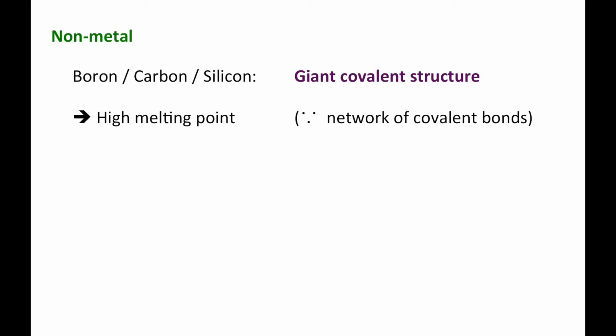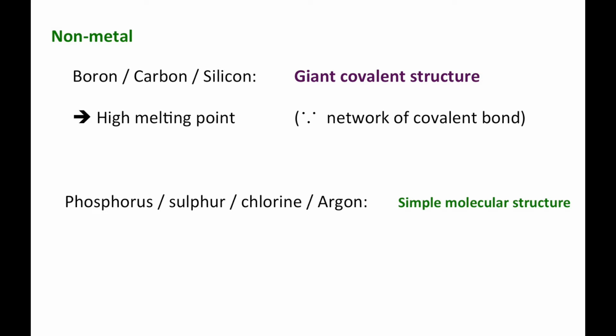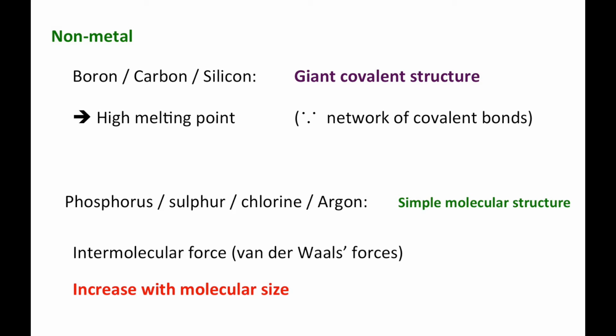You have learned this in grade 10 or even grade 9, so I will not repeat it again. How about the other elements, for example phosphorus, sulfur, chlorine, and argon? They have simple molecular structures, so there are only weak van der Waals forces between them. How can we compare or predict their melting points? One very important sentence is that the intermolecular force strength increases with the molecular size.